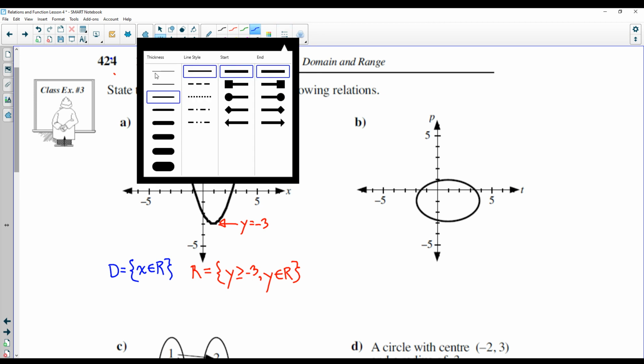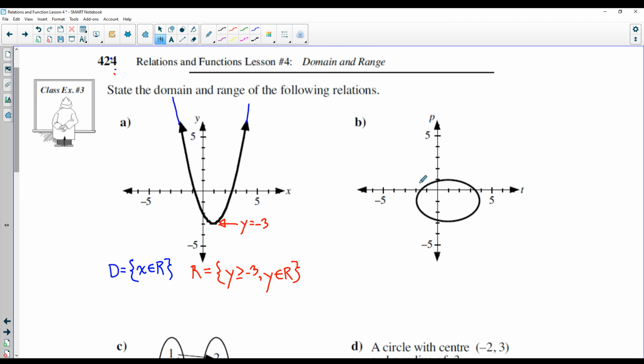Okay, let's look at this next one. Okay, so this one, if you look at the x values, this is an oval shape. So on the left-hand side, it looks like we go from -2 all the way up to +4. So we're going to identify our x values first. Now, just be careful here. They use different variables. So instead of using y, they use p. And instead of using x, they use t here.